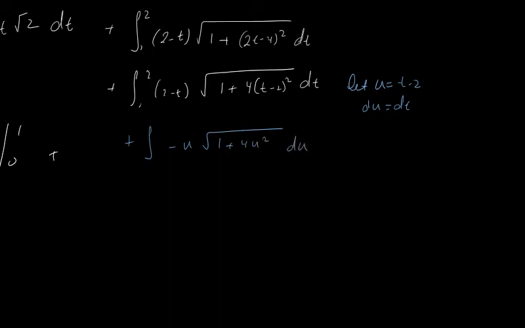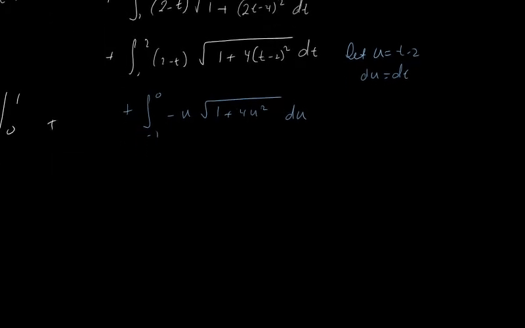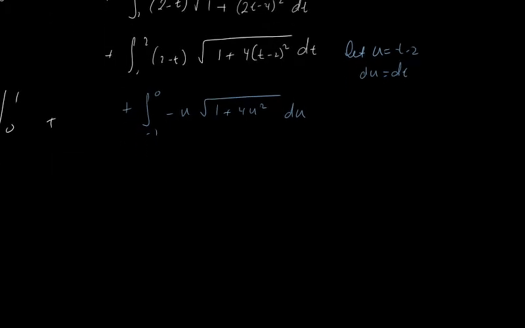And this one would be integrated from 1 minus 2 is negative 1, and 2 minus 2 would be 0. Okay. And then let's see, can we figure out a way to integrate this? Yes, we could do another u sub, but I've already got u here. So let's do a v sub. Let v be equal to 1 plus 4u squared, then dv is equal to 8u du. So 1/8 dv is equal to u du. So then my u du gets replaced with 1/8 dv.